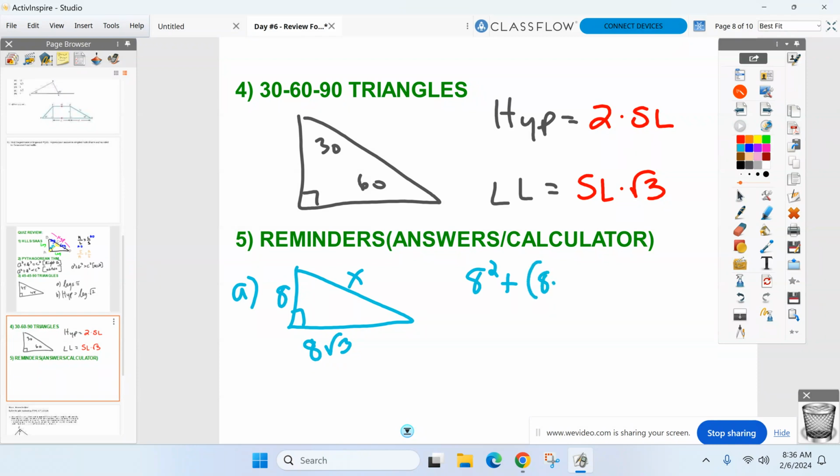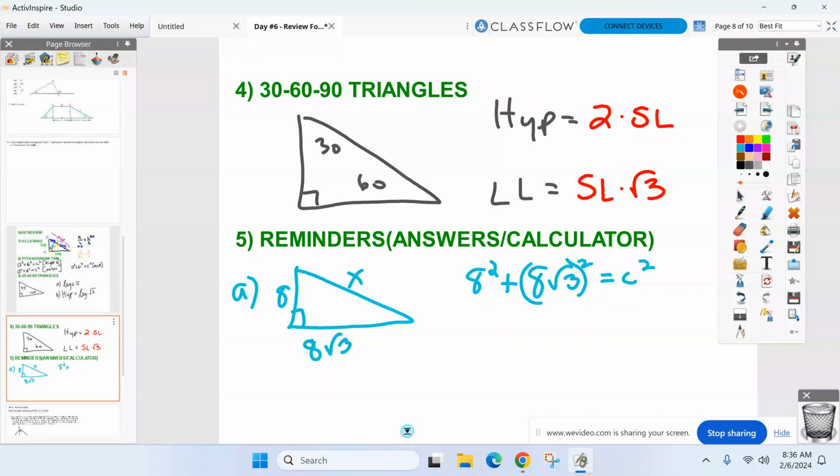Parentheses, 8 radical 3 squared. If you do not have the parentheses on there, your calculator is going to think you want to square just the radical 3, which I do not. So I want to square the whole thing. All right, so make sure if you're dealing with Pythagorean radicals, you put it in parentheses tomorrow.